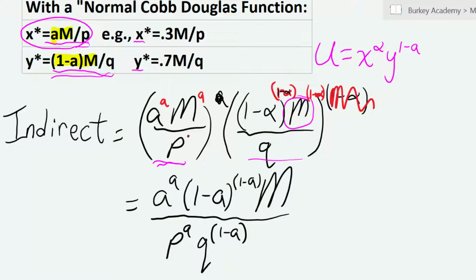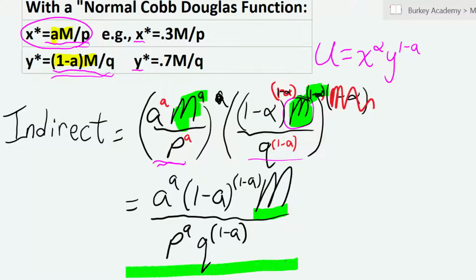And then p to the a and q to the 1 minus a, or alpha, depending on how we feel like writing it. So since we have an m to the a and an m to the 1 minus a, we can collect those into just one m and then rewrite everything as you see here.